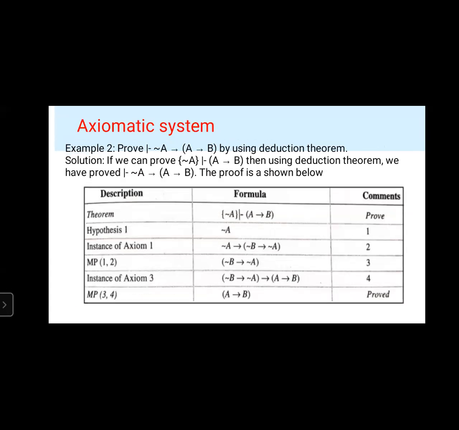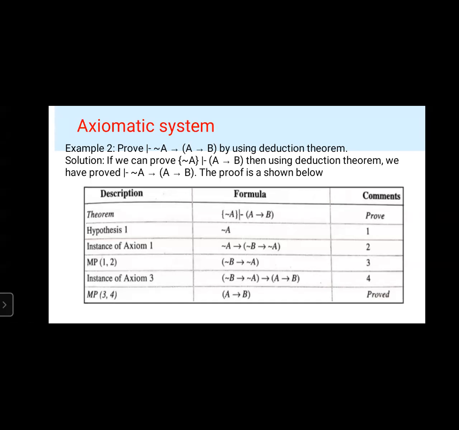Next, prove negation A tends to B by using the deduction theorem. If we can prove negation A tends to A tends to B, then using the deduction theorem, we have proved negation A tends to B. Now let us consider the theorem: negation A tends to A tends to B. That is to be proved.